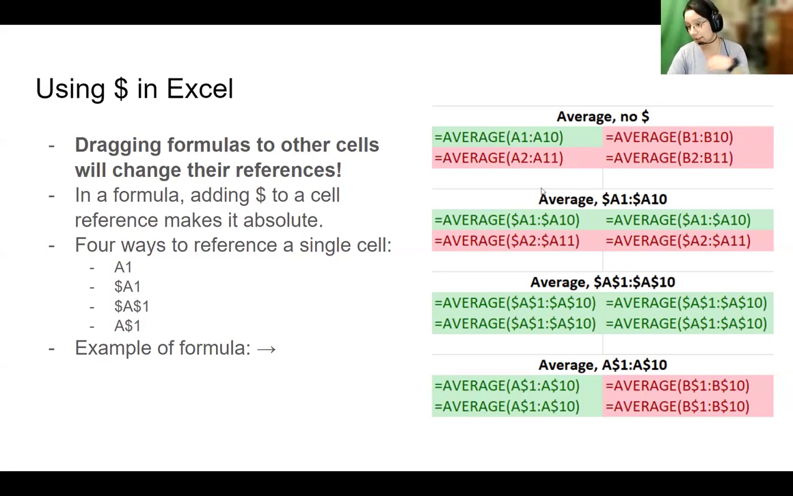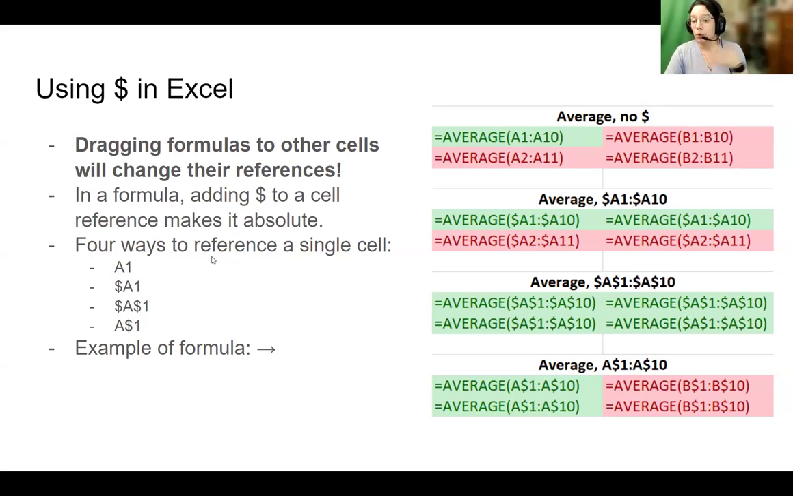But if we were to drag it down, you'll see that something else has changed. Instead of A1 to A10, now we're averaging A2 to A11. So it's averaging everything one cell down from what we originally intended. And that's when you don't put any $ in. But if we want to make sure that everything stays the same, in a formula, if we add a $ to a cell reference, this $ makes that reference absolute. It means it doesn't change no matter where you drag it around unless you go in and manually change it.